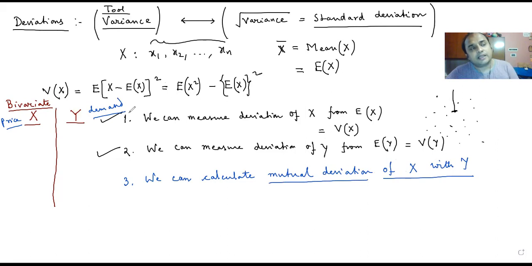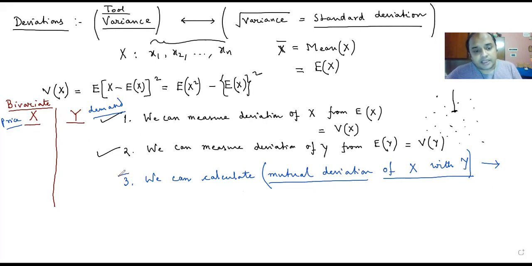Say for example, we can consider income and expenditure. When price increases, demand decreases, and when income increases, expenditure also increases. And you can put various instances where two variables can move simultaneously. So by mutual deviation, we actually mean how one variable changes with respect to the other variable. That quantity I am going to discuss in this particular class, and I'm going to talk about the tool that can be used to calculate this mutual deviation.